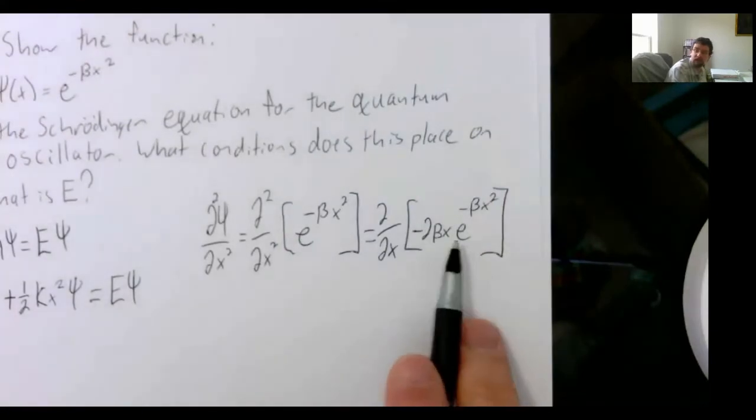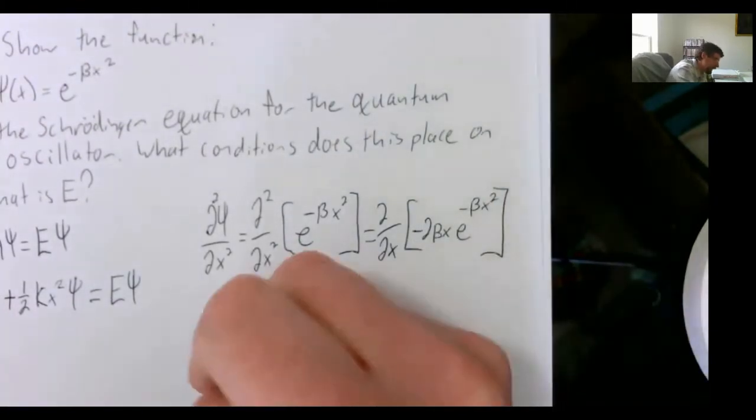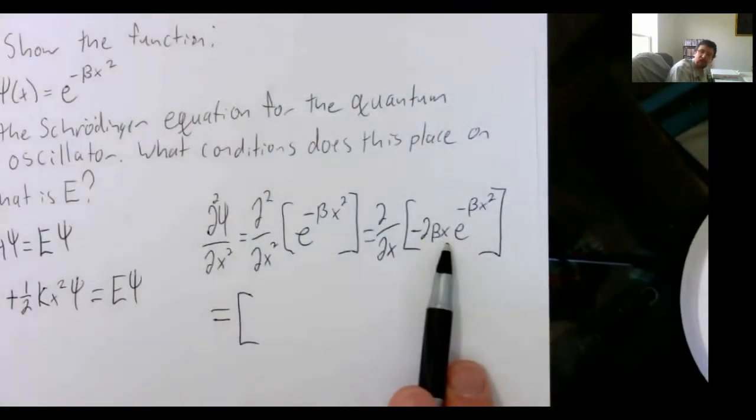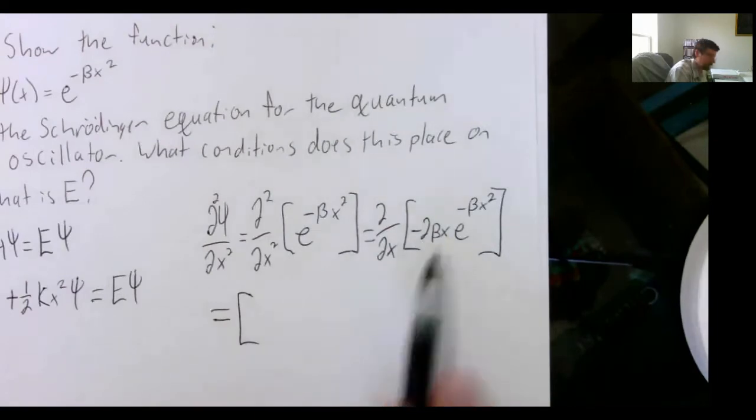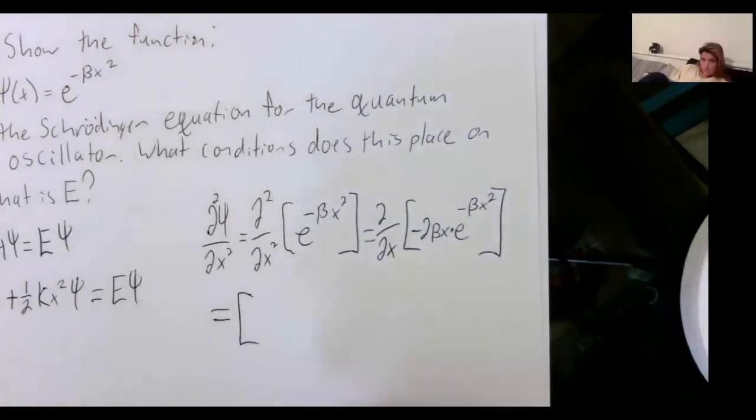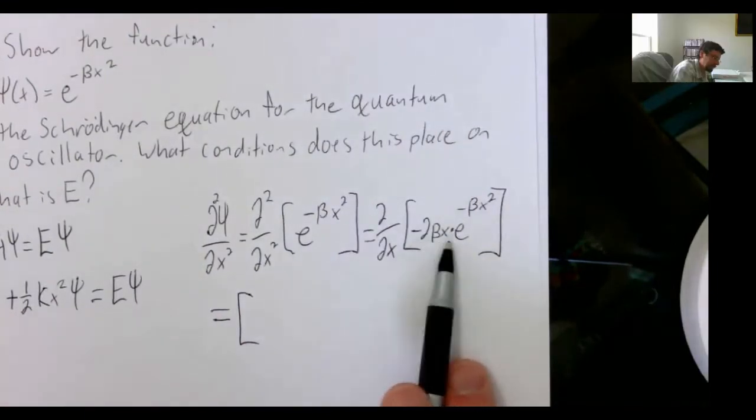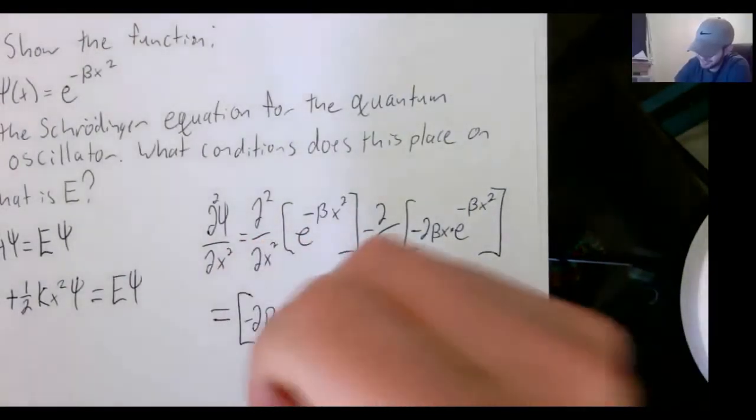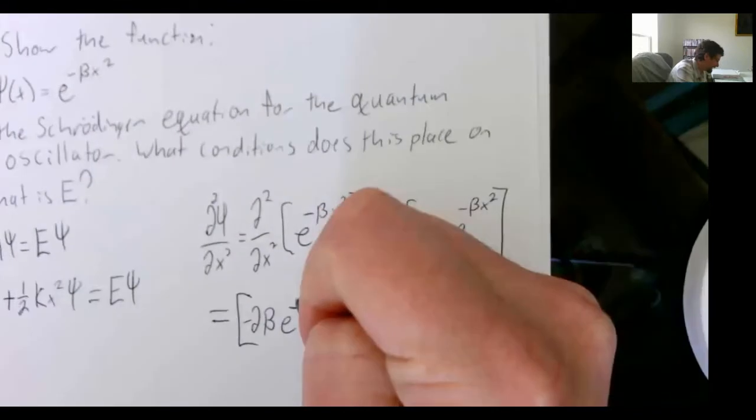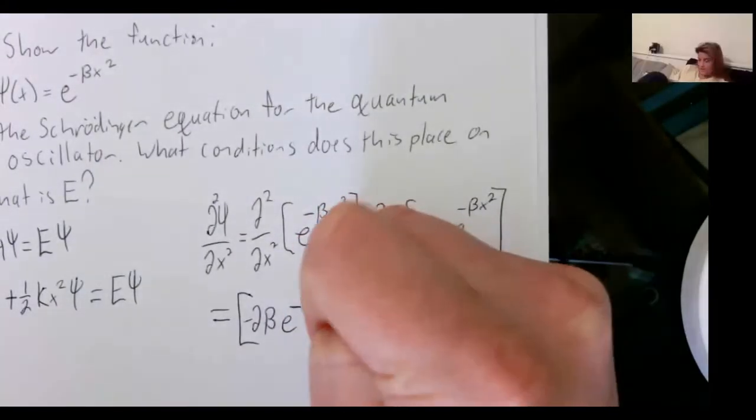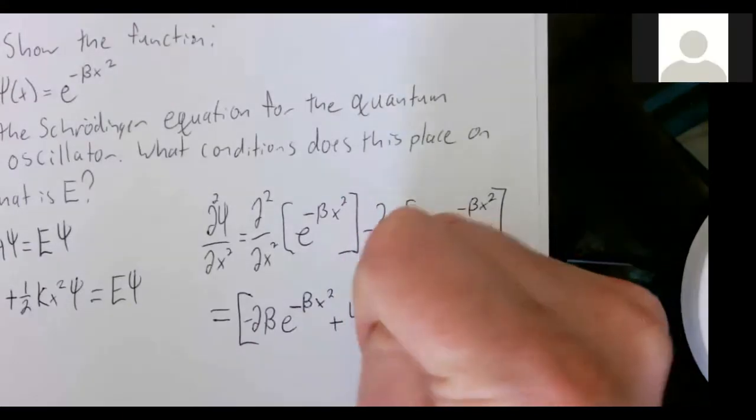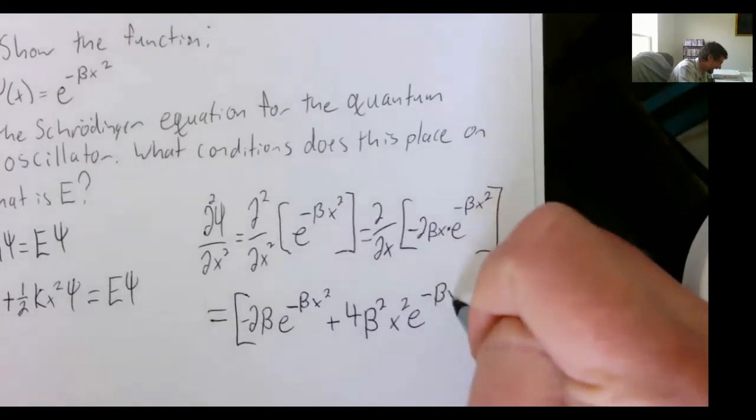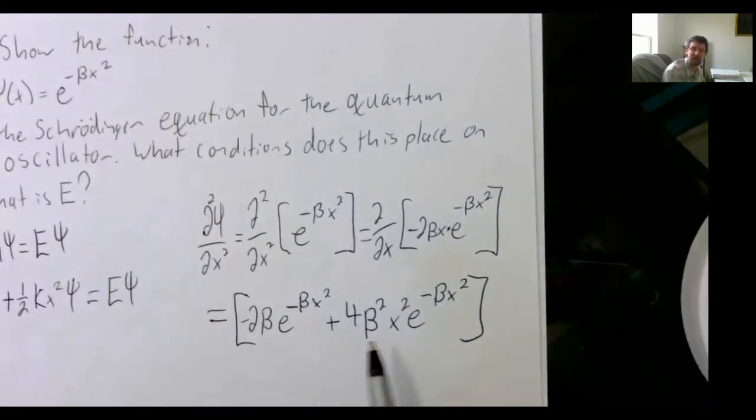Now if we take the derivative of this, we have to follow the product rule, right? The derivative of the first function would be negative 2 beta, and then plus the derivative of the other one, 4 beta squared x squared e to the same function. Okay, cool. So we have this as our second derivative.